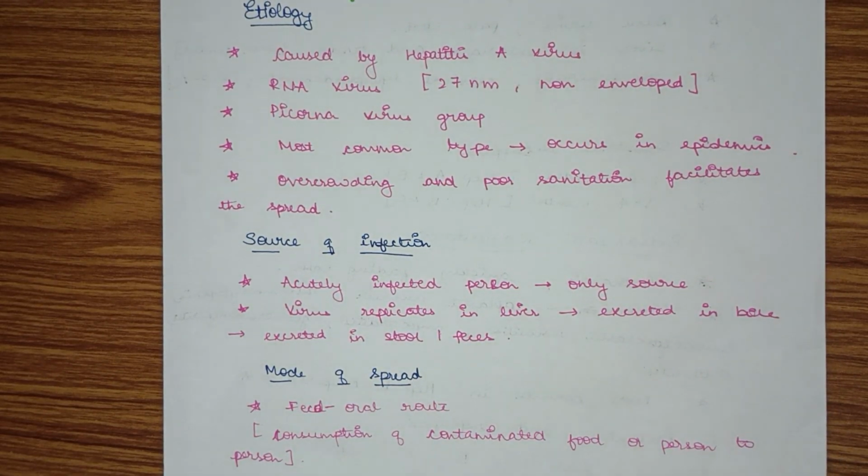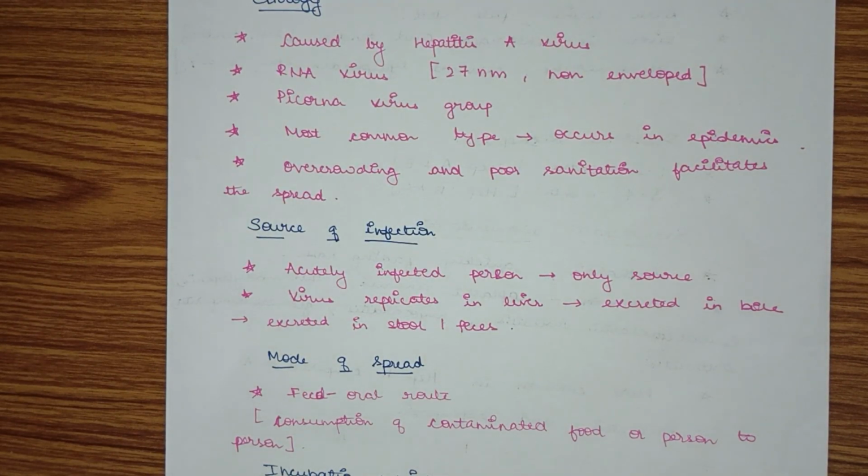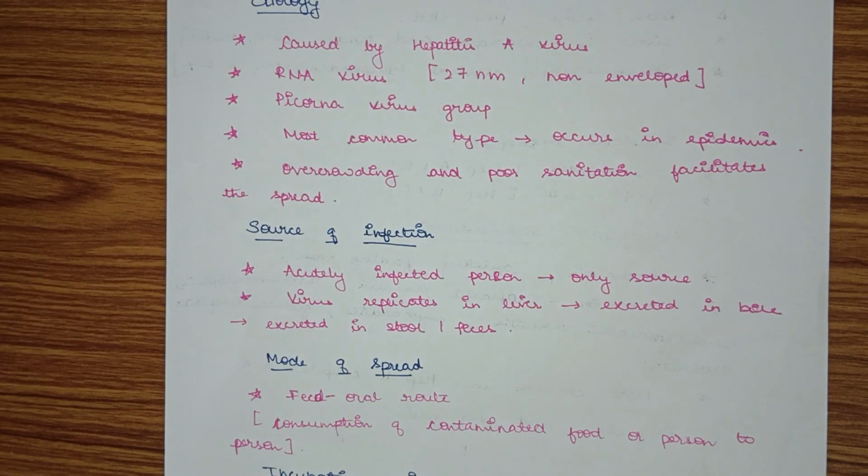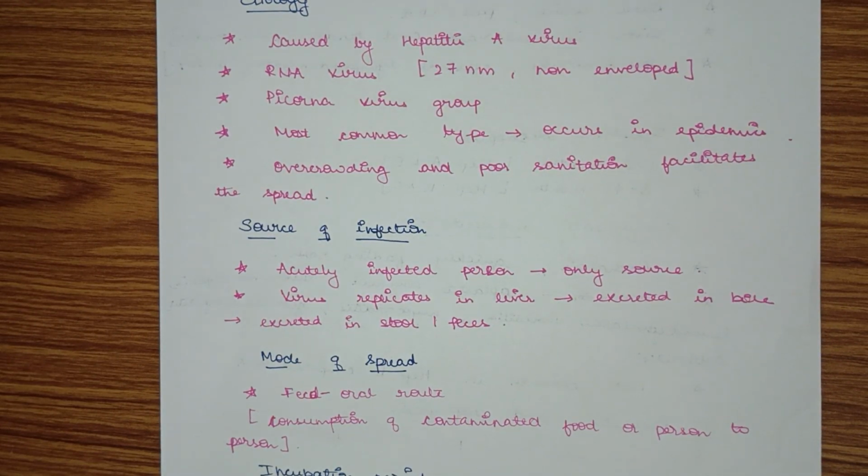In case of hepatitis A, the persons who are acutely infected are the only source. Therefore the chronic carrier phase does not occur in hepatitis A. The virus will replicate in the liver and will be excreted in the bile and therefore in the stools and feces. Therefore, we know that the transmission of hepatitis A is fecal-oral transmission from the stools and feces of an acutely infected person to another person.